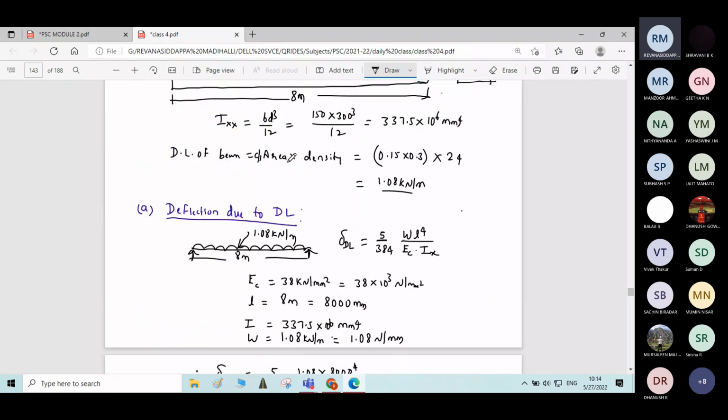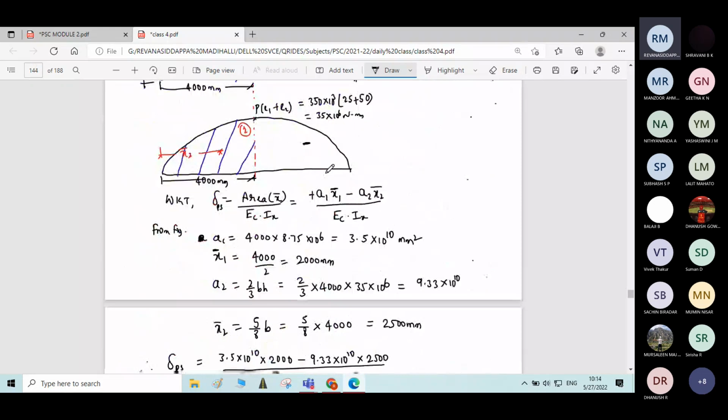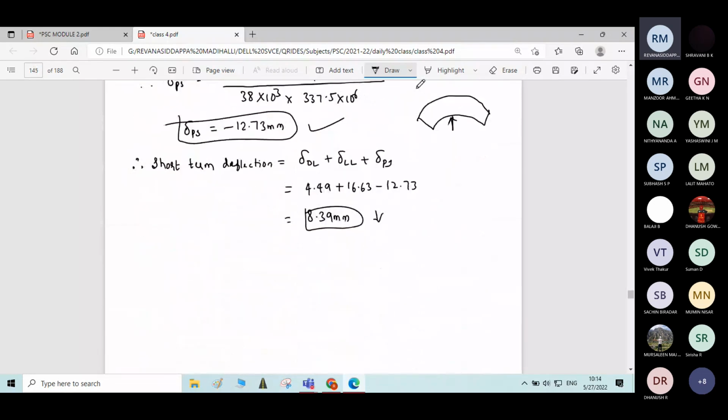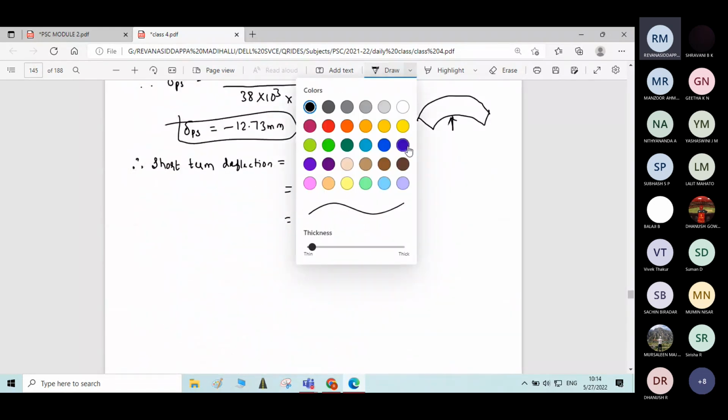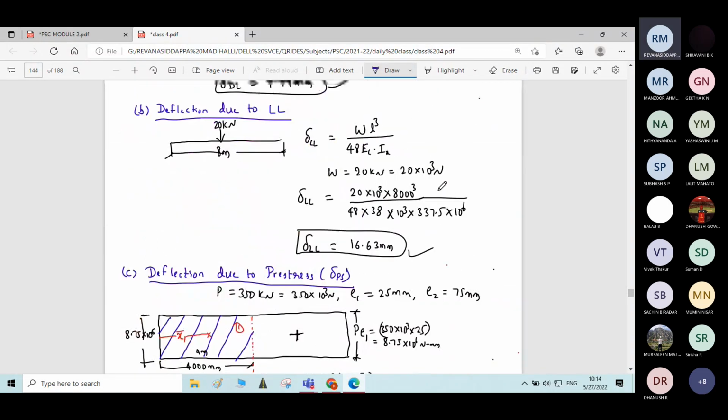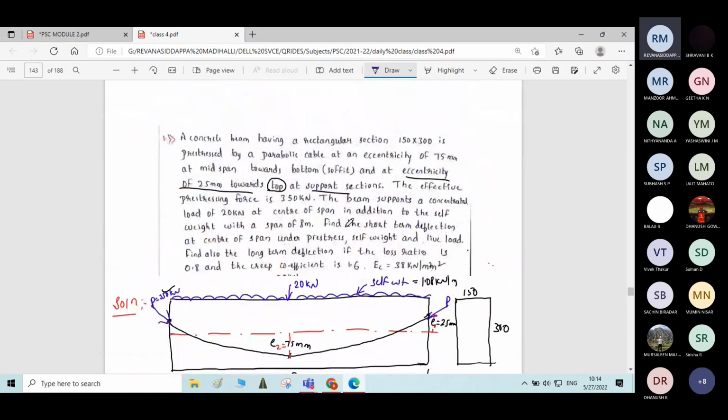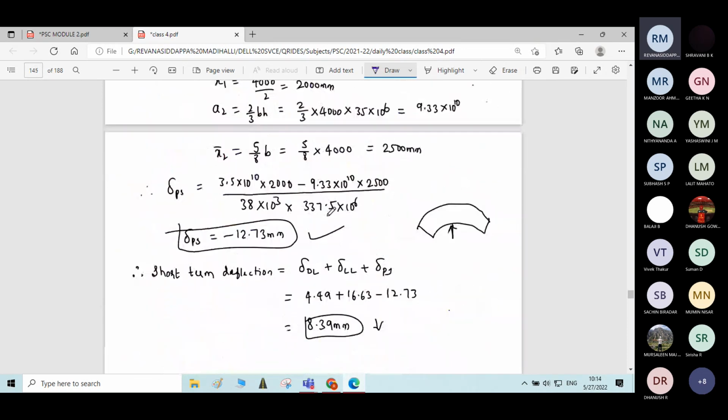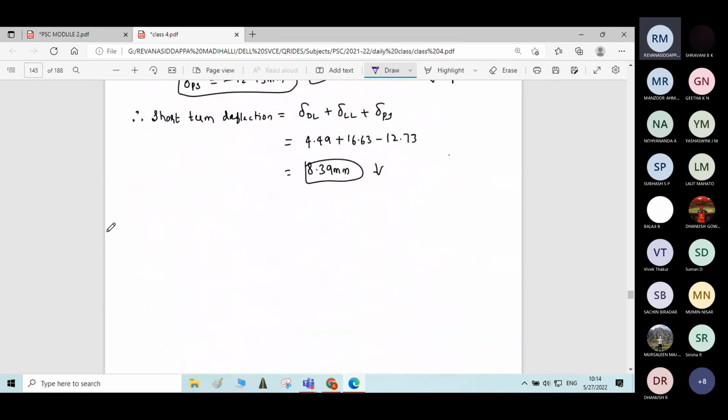Still, if you have any doubts, you can ask. Now we have calculated short-term deflection. Similarly, we will calculate the long-term deflection. In the problem, it is also asked to find long-term deflection, correct? Find the short-term deflection at the center of the span. Then also the long-term deflection we have to find. Write the heading as long-term deflection.